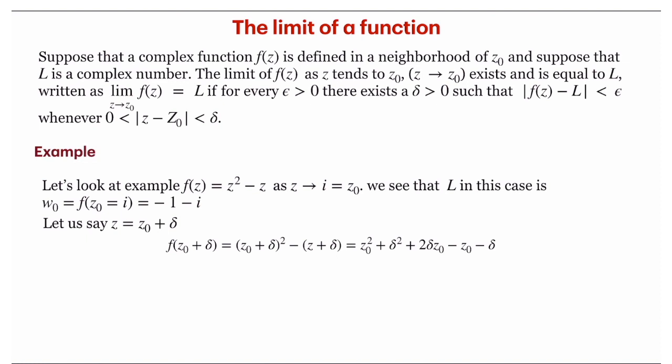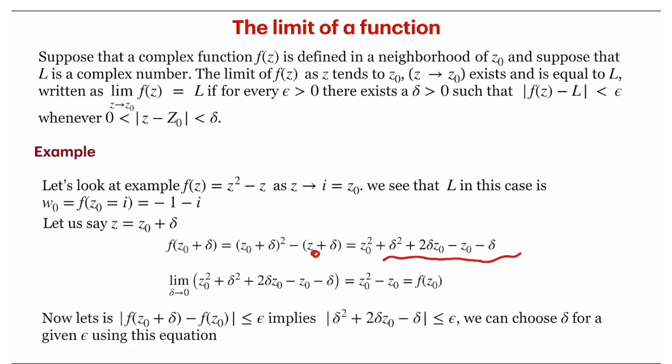So we substitute z0 plus delta: (z0 plus delta) squared minus (z0 plus delta). We can simplify this. We get z0 squared plus delta squared plus 2 delta z0 minus z0 minus delta. So we can take the limit delta going to 0, and we immediately see that it takes the value z0 squared minus z0, which is the value of f of z0. So this limit is the same as the value of the function.